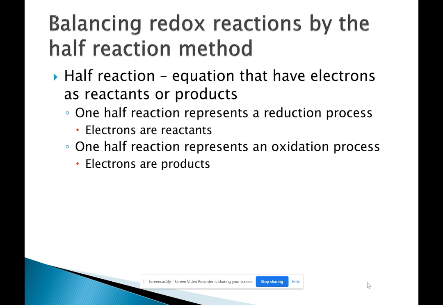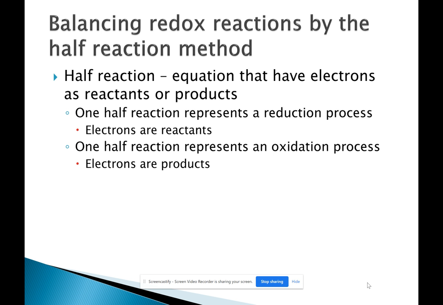Redox reactions are a little bit more complicated to balance than your standard reactions. And so when we are balancing redox reactions, we balance them using what's called the half reaction method. An oxidation reduction reaction can be broken into two half reactions. One half reaction would represent the reduction process.